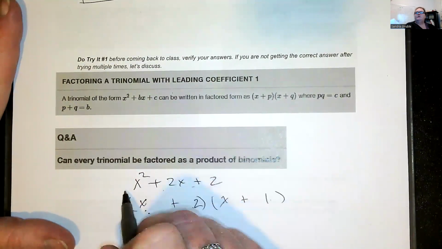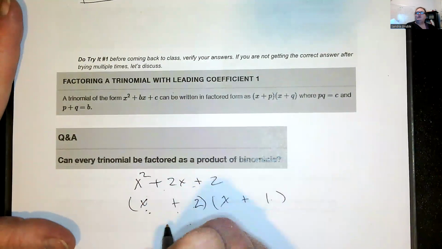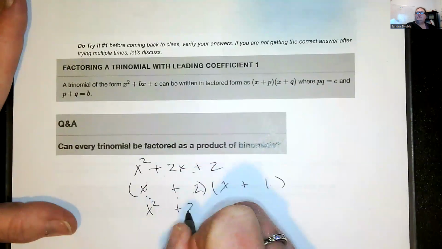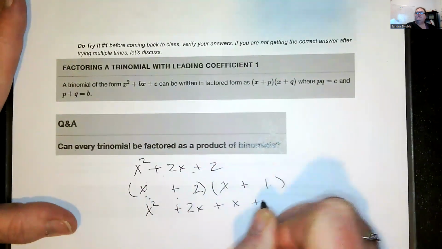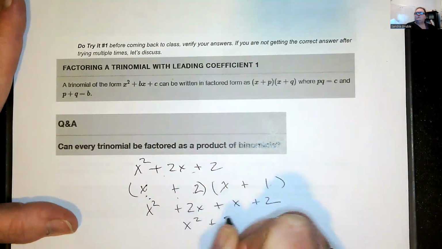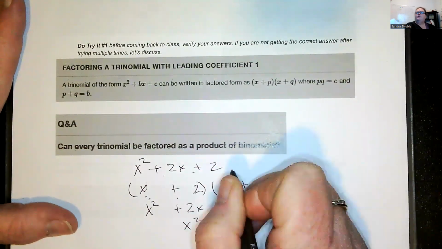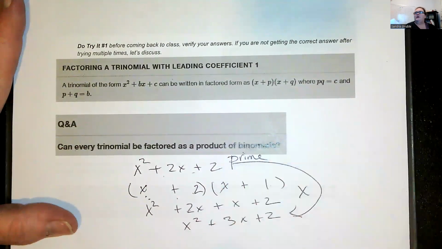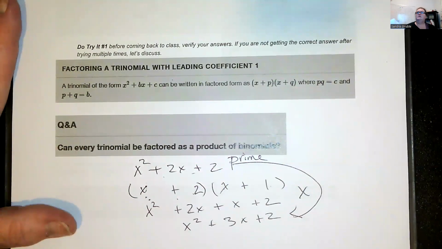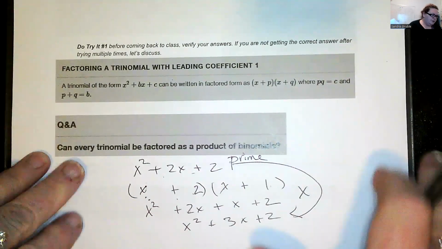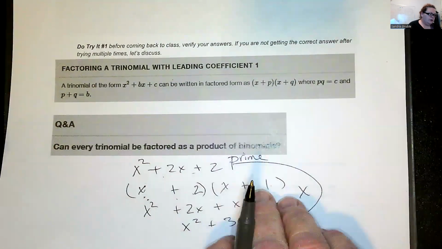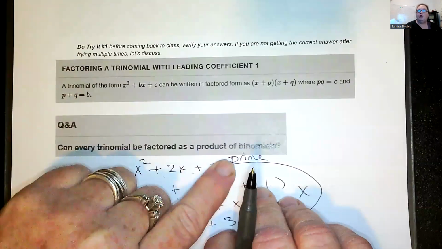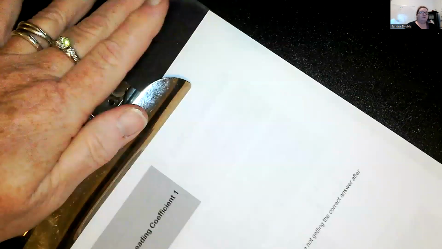Oh, okay. So it's taking this trinomial here and seeing if we can actually factor it. And when we check this, I get x squared plus 2x plus x plus 2, which ends up being x squared plus 3x plus 2. So these are not equal. This is a prime, and it cannot be factored utilizing 2 binomials. Okay, so the answer is, can every trinomial be factored as a product of binomials? No, they cannot. Not all of them can. Those that cannot are considered prime.